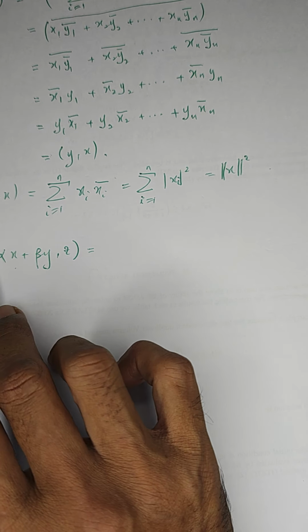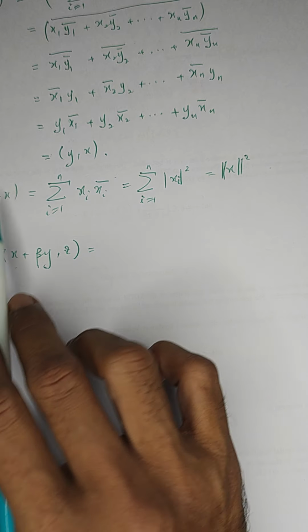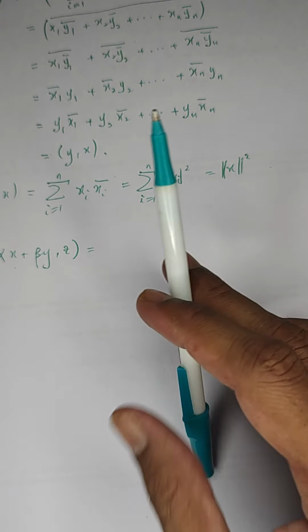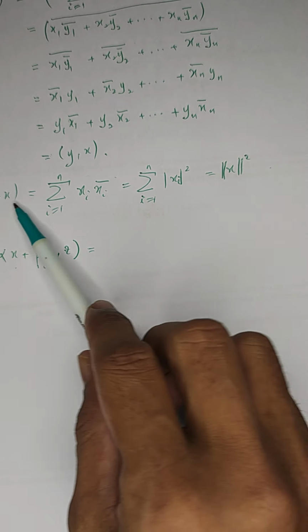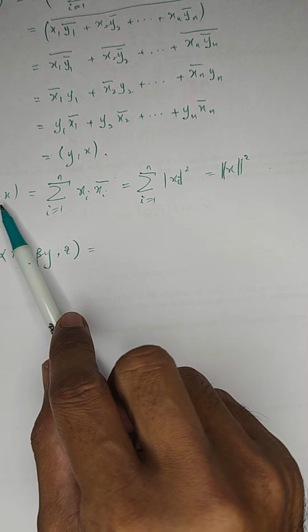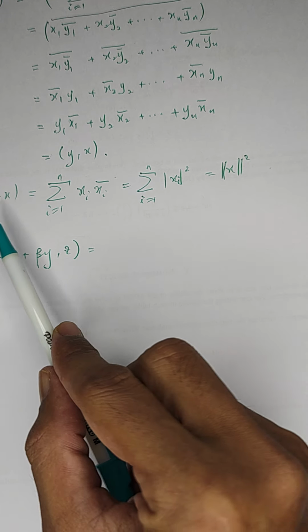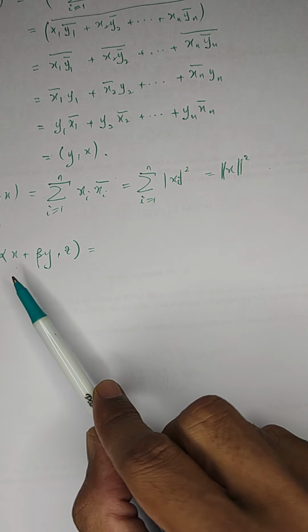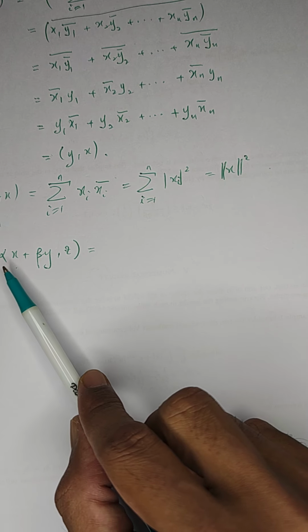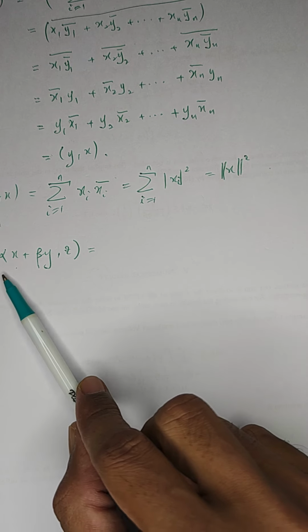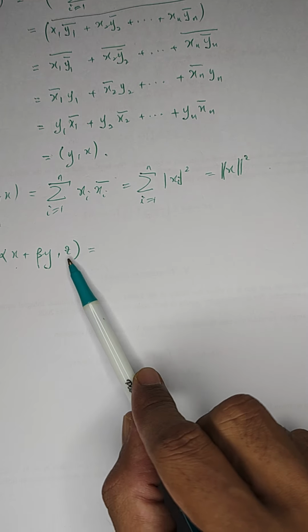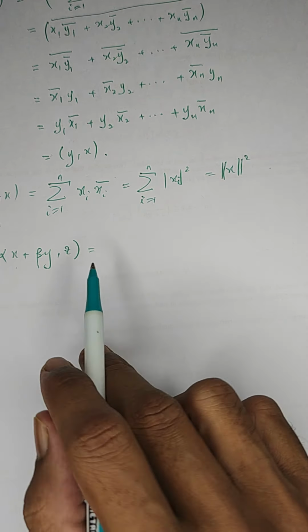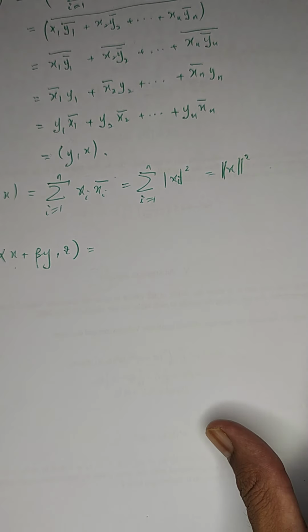I think I have shown property number 1 and property number 2. Just continue with what I have discussed. This is property number 2: the inner product of the set by itself is given as the norm. Then property number 3: the inner product of alpha x plus beta y with z can be written as alpha times the inner product of x and z plus beta times the inner product of y and z. So that's what we're going to show.